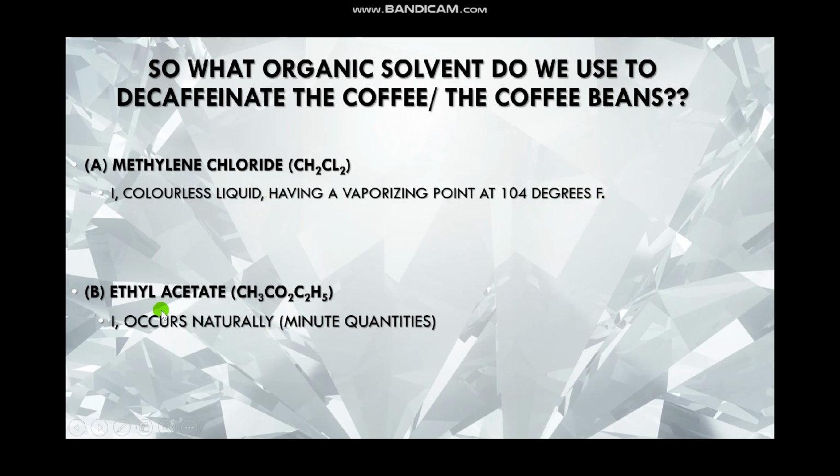And the other one is ethyl acetate, and it occurs naturally even in plants, so that it can help in ripening the fruits. Both of these solvents are actually used in the indirect solvent method to take out caffeine without altering the nature of the coffee.